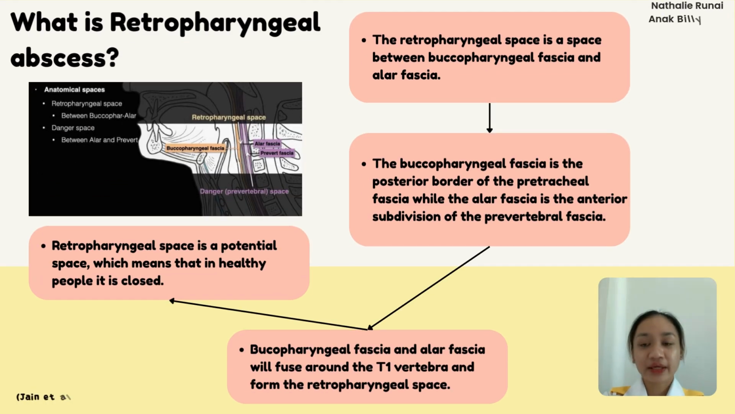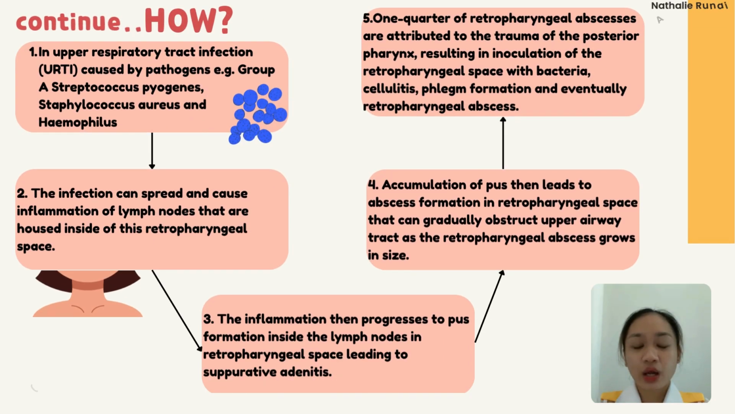Retropharyngeal abscess is an infection that occurs in the retropharyngeal space, which is a space between the buccopharyngeal fascia and the alar fascia. Normally, this is just a potential space, meaning in healthy people it remains closed. The buccopharyngeal fascia acts as the posterior border of the pretracheal fascia, while the alar fascia is the anterior subdivision of the prevertebral fascia. These two fasciae fuse around the level of the T1 vertebra, forming the retropharyngeal space. So, essentially, this area is not usually open, but under certain conditions like infection, it can become a site for abscess formation.